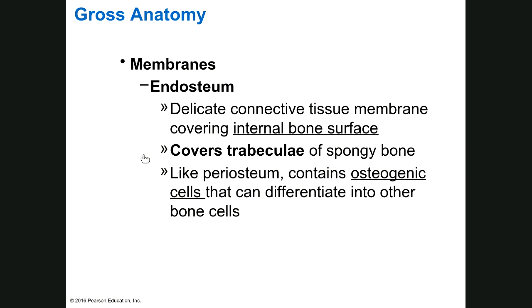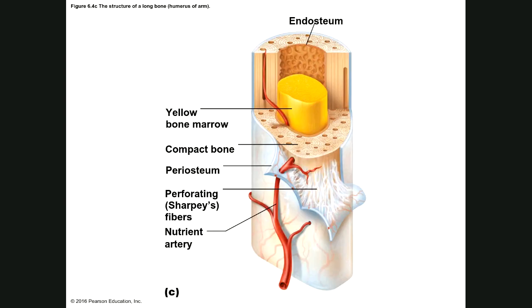All right, so that was the periosteum. The inner layer is the endosteum, and the endosteum simply covers the internal bone surface. So it covers the trabeculae of the spongy bone. And also you will find osteogenic cells there as well.